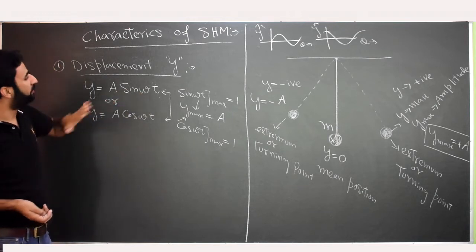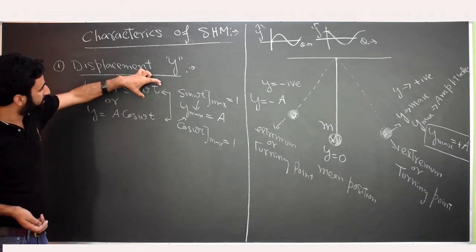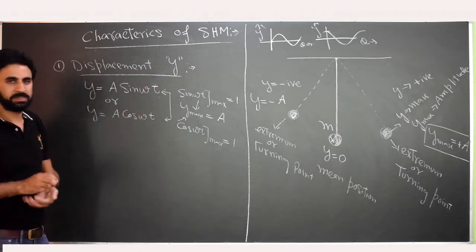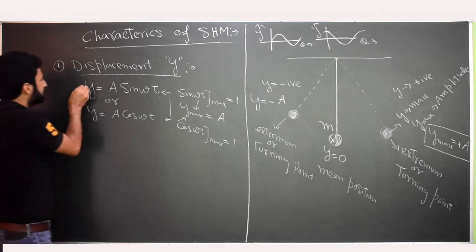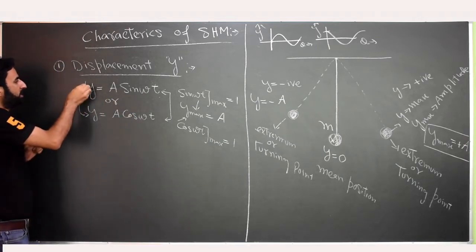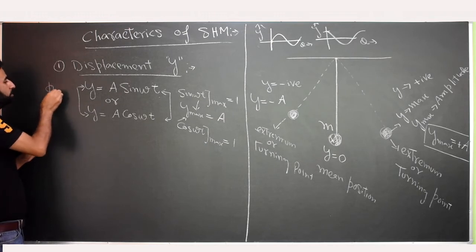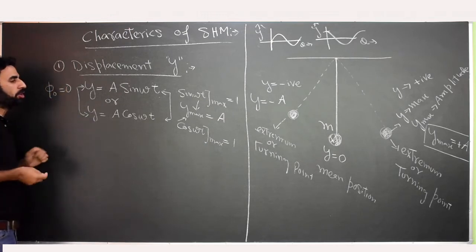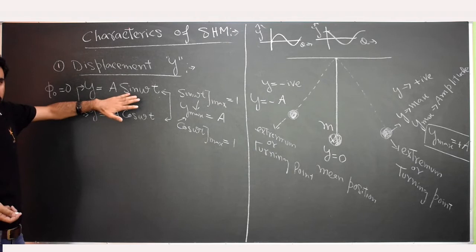But in both of these cases, this omega t represents phase. In both cases, what you have assumed is that the initial phase is 0, or the epoch of this function is 0.